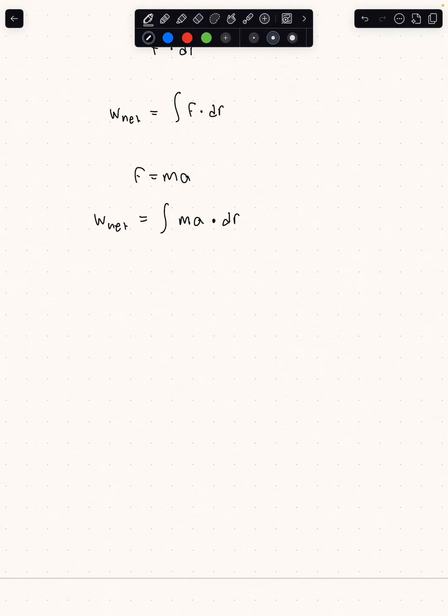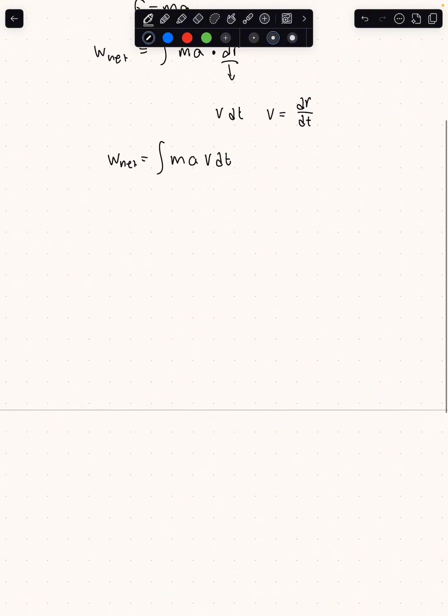And then from here, we're going to do a small change in variables. So this dr here can actually be written as v dt because our velocity, remember, is the first time derivative of position. So this will give us that the net work is the integral of mass times acceleration, and then we're going to rewrite this as v dt. Okay, and then our dt here, we can rewrite this again.